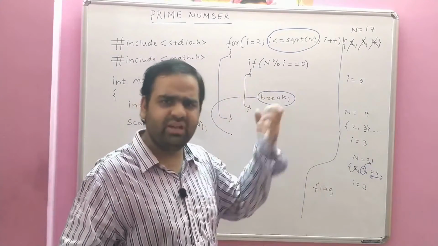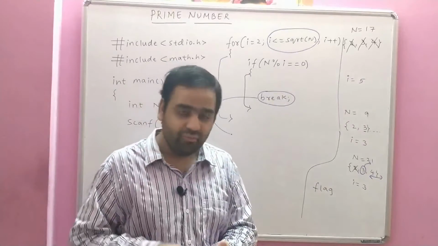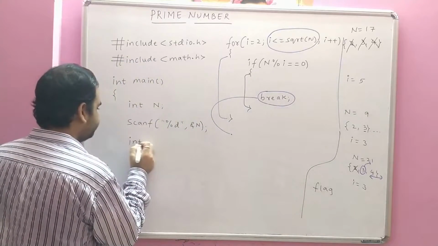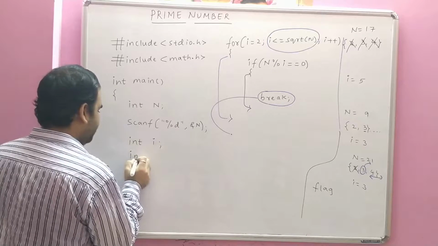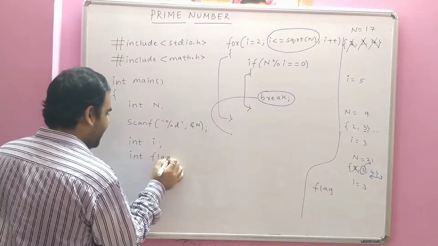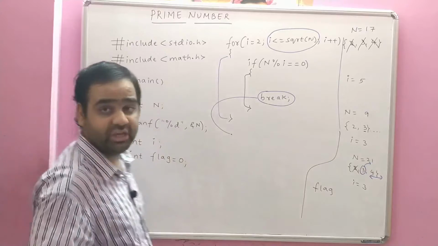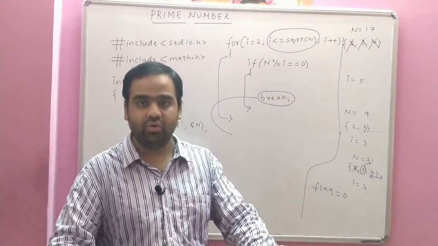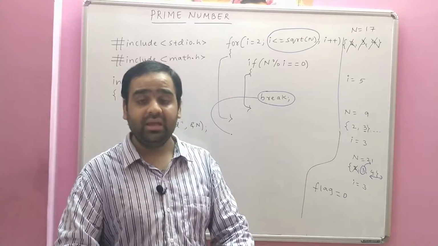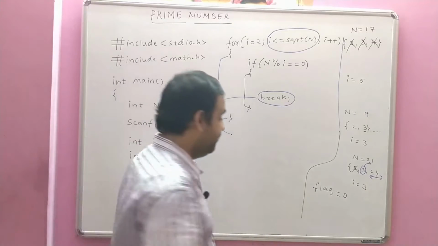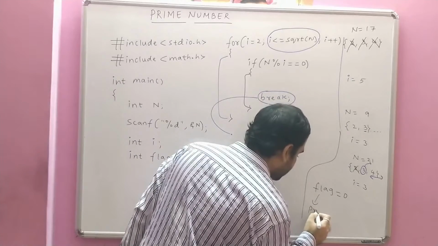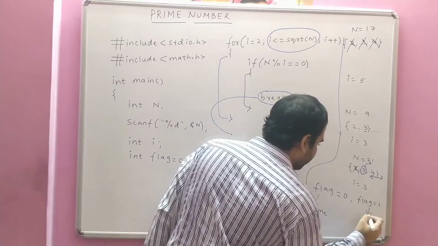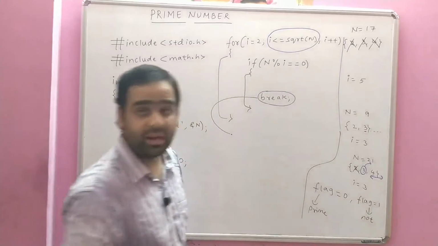Similarly, we take the variable name from there. We use the variable name as flag. You can use any other variable name, like X, Y, Z or something. And I say flag is equal to 0 initially. Now, what do I say? If flag is lowered, for me, it is a prime number. And if flag is raised, meaning 1, for me, it is not a prime number.